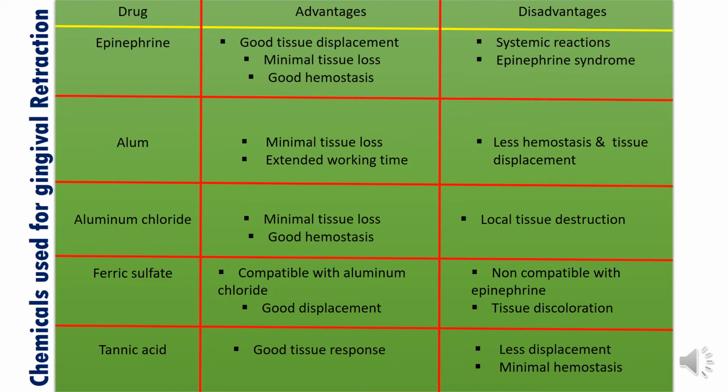So these are the drugs. Epinephrine, one of the commonly used drugs for your chemico-mechanical method. Second will be alum, which is one of the most commonly used. Then we have aluminum chloride, ferric sulfate, and tannic acid. All these chemicals have advantages and disadvantages. Some chemicals are contraindicated for some systemic diseases. So when you read about systemic diseases, you will come to know that these are the drugs to be avoided. As per your need, as per the situation of the patient, you have to select the drug for your chemico-mechanical method.